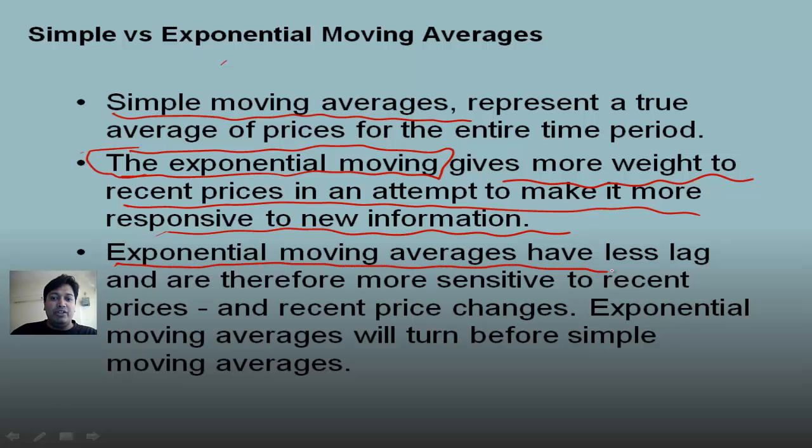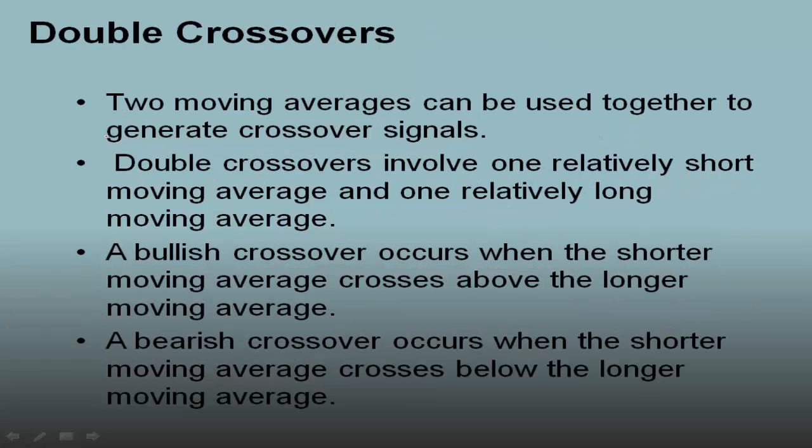Exponential moving averages have less lag because they are more sensitive to the current prices. An exponential moving average will simply turn faster and react faster to prices than a simple moving average. So remember that. A lot of times students come and ask me, should I use simple or exponential? It is up to you. If you use simple moving averages, they are going to be less sensitive, and they will take more time to turn. Exponential moving averages are going to be more reactive and faster paced, and they will give you signals much faster.